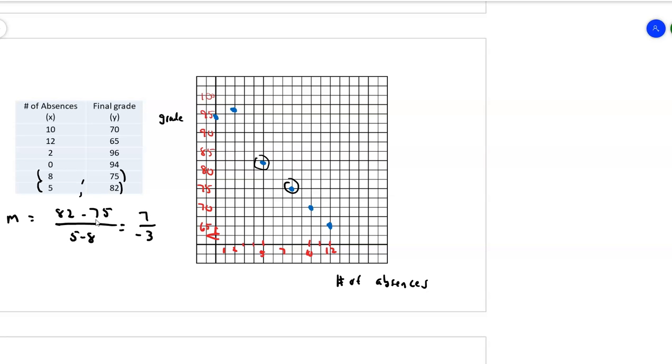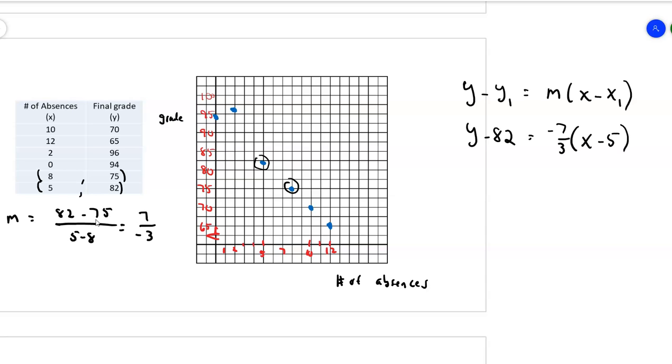Next thing is equation for the line. I'm going to go with point slope for a line, so y minus the y coordinate equals the slope times x minus the x coordinate. I can pick either point. I don't know. I'll pick the 5 and 82. So y minus 82 equals negative 7/3 times x minus 5.